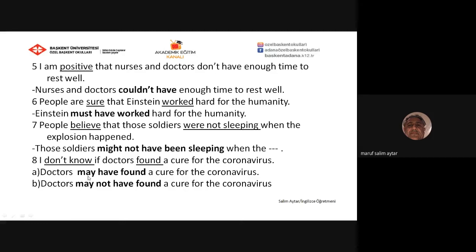And in the final question, I don't know if doctors found a cure for the coronavirus. Doctors may have found a cure for the coronavirus, could have found a cure, might have found a cure, or they may not have found a cure. They might not have found a cure for the coronavirus.